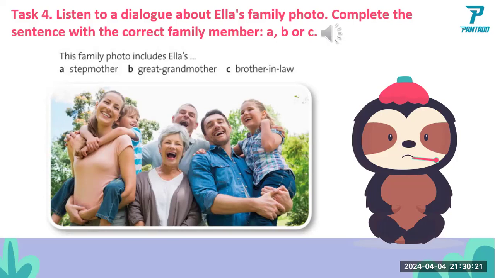Okay. Yeah. Okay, this family photo includes Ella. Okay, Ella's stepmother, great-grandmother, or brother-in-law? C. That's your C, teacher. Yes, correct. It is Ella's brother-in-law.